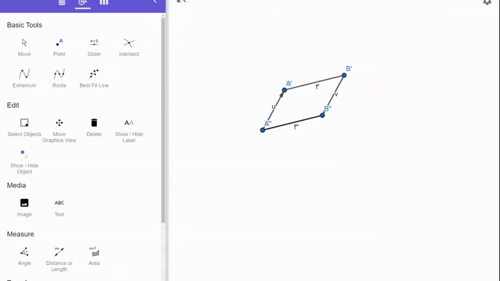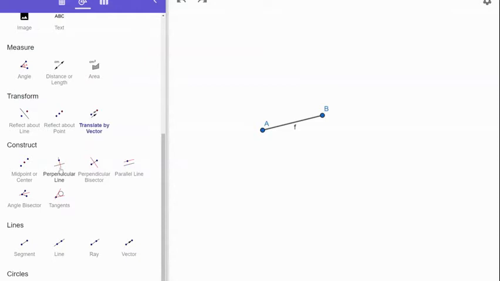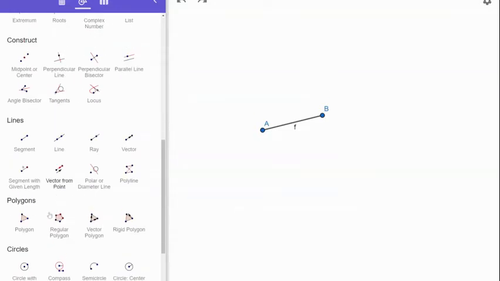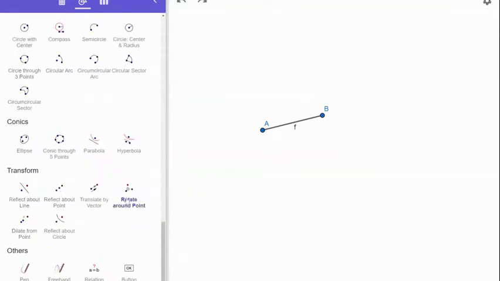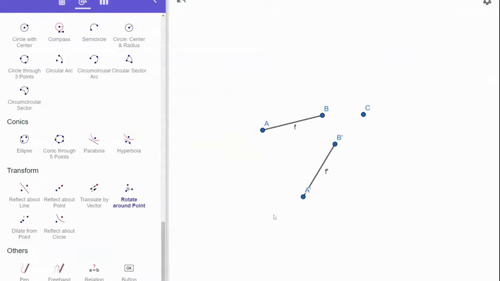Now, what other transformations, it asked? So let's try to figure that out. What other transformations could we have done? What about rotation? Let's look at rotations. So transformations, rotate around a point. Let's click this. Here's our point of rotation. If I go 45 degrees, do you notice how the image created by that rotation is not mapping onto AB?